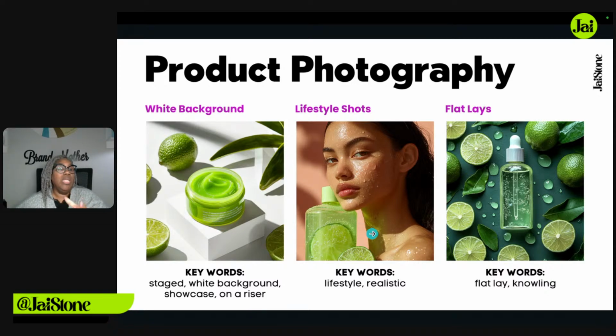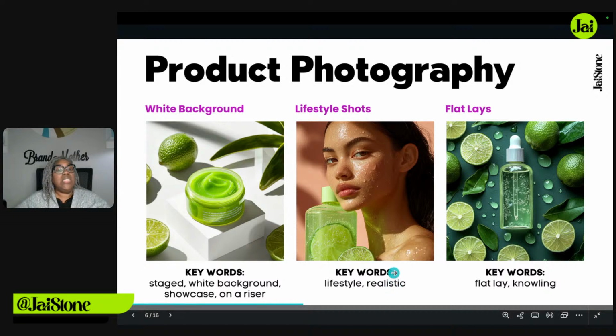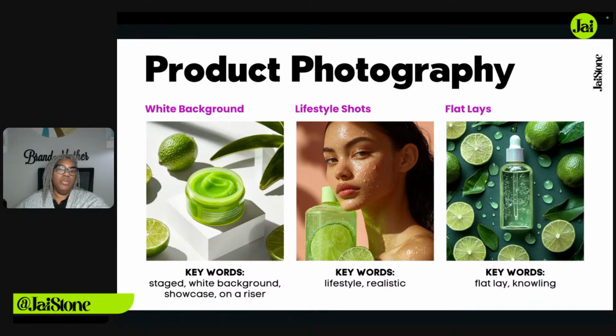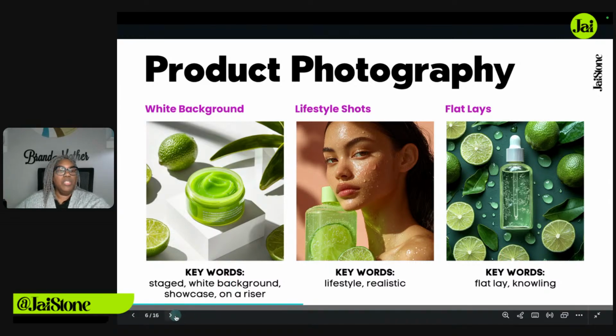So this is when we're doing it on a white background, more of the showcasing the product. But if you want to show it in the lifestyle, like how somebody uses it day-to-day, you would go product photography, lifestyle shot. You could also say product photography, realistic, okay? So that's the lifestyle. Then, of course, the flat lay. And another word for flat lay is knolling, right? And it's when you see a bunch of tools and things like that together. So the keywords make the difference when you're talking about product photography.